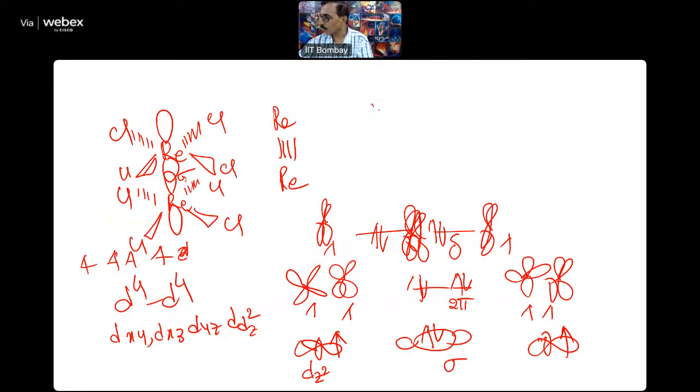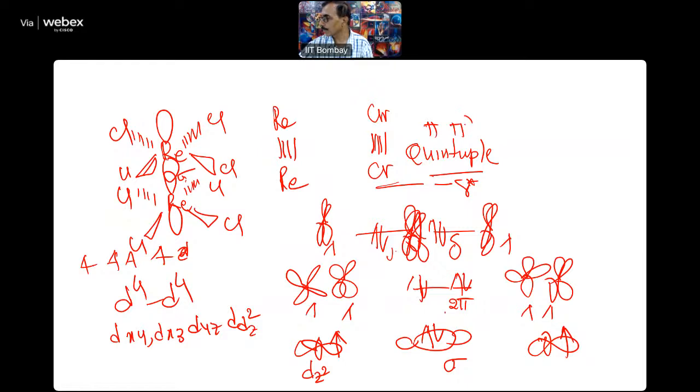For example, in the case of chromium or tungsten, which I have shown as an example, you have 5 electrons. This is a quintuple bond. And this is a quadruple bond or delta bond. So here you have two delta bonds: one sigma bond, two pi bonds, and two delta bonds. And of course, here delta star will come and pi star will come at higher energy, and sigma star will come. Is that clear?